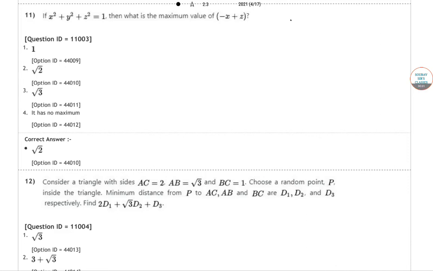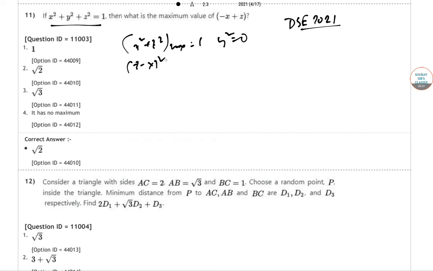Dear students, today we are solving the DSE 2021 question paper. First question: x square plus y square plus z square equals 1, and we need the maximum value of minus x plus z. So what will we do first? It's very easy. First we find the maximum of x square plus z square, which equals 1 when y square equals 0. This can happen.